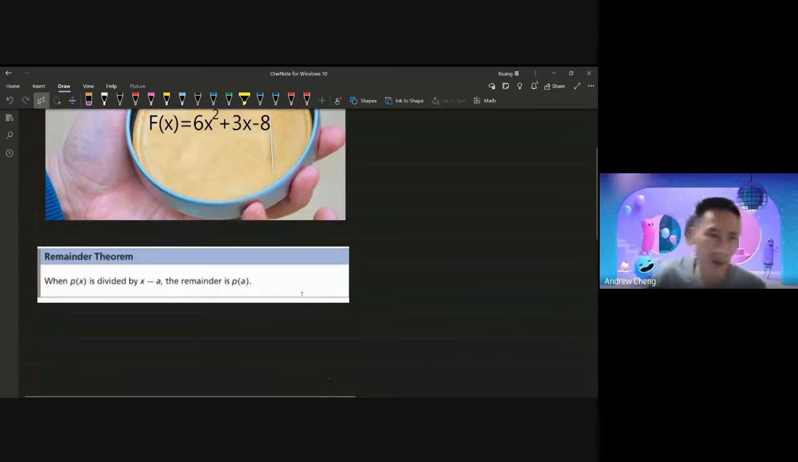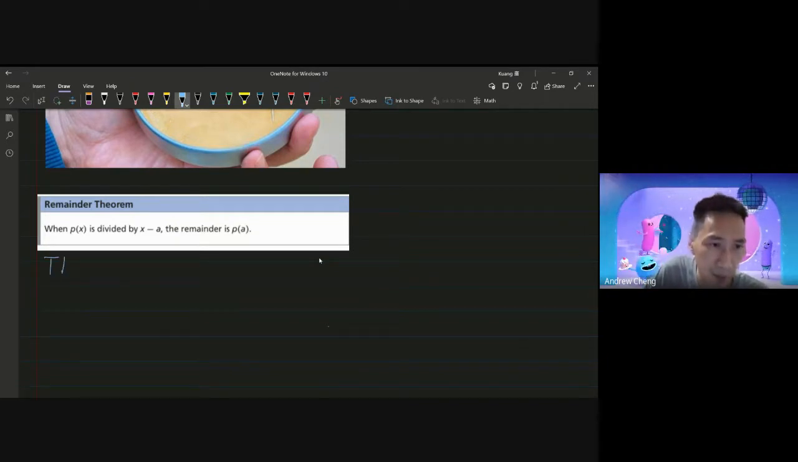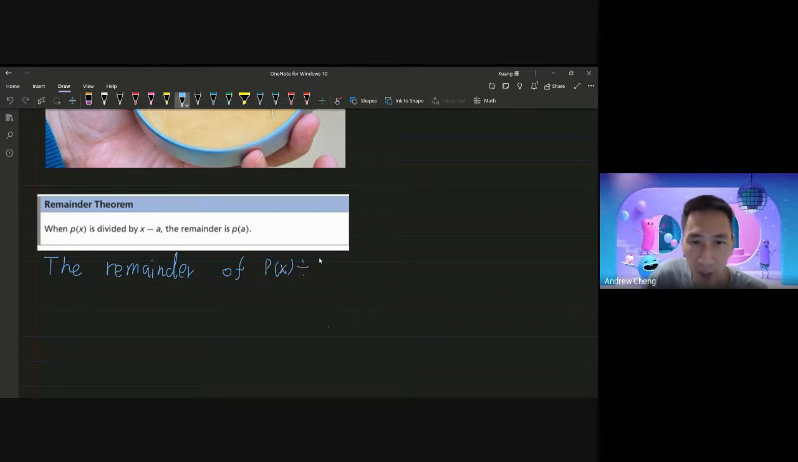So the remainder theorem: when p of x is divided by x minus a, the remainder is p of a. So what does this mean? This means, okay, I write it. The remainder of, let's say, p of x divided by x minus a is actually, you can just plug a into the function, right? Let me give you an example.